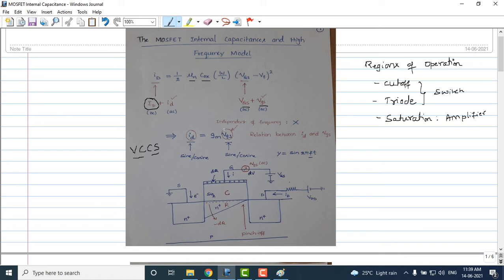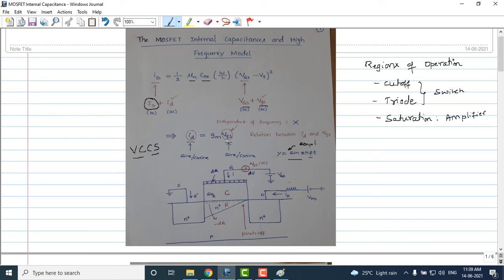When I say input voltage, VGS is nothing but an AC signal which can be sine or cosine. When we say sine or cosine, it has got the math equation as y is equal to amplitude times sine 2 pi ft. Here there is a frequency term here. So this VGS is an AC signal. It can be sine or cosine, and the equation for that is given here.